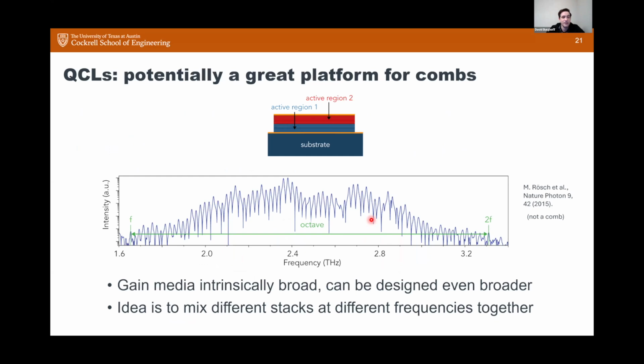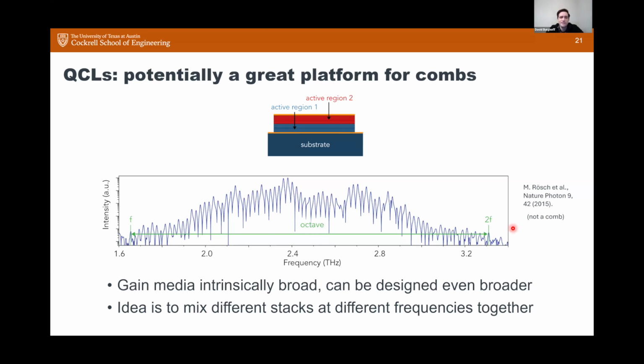And QCLs are potentially a great platform for combs. Because you can have these different gain media in a single stack, you can make the gain media very, very broadband. And so if you mix different stacks together at different frequencies, then you can make these very broadband gain media, and then also these very broadband lasers, and maybe also octave spanning combs. So actually an octave spanning gain medium has been demonstrated. And octave just means that you contain a frequency and also double its frequency.